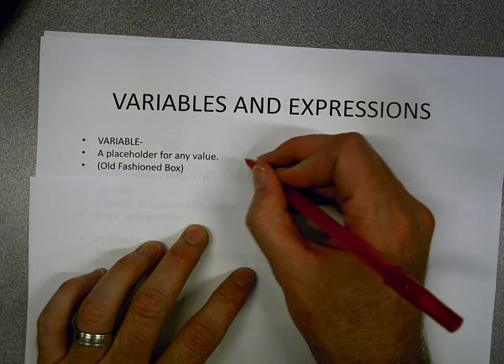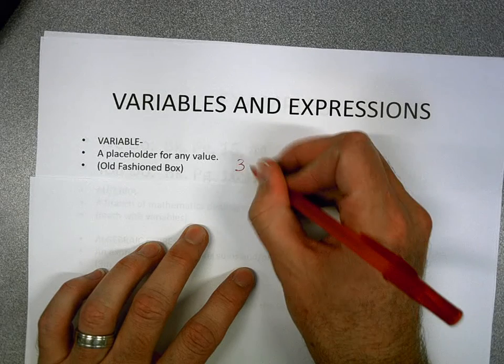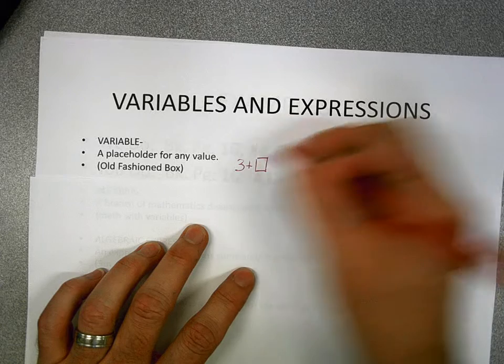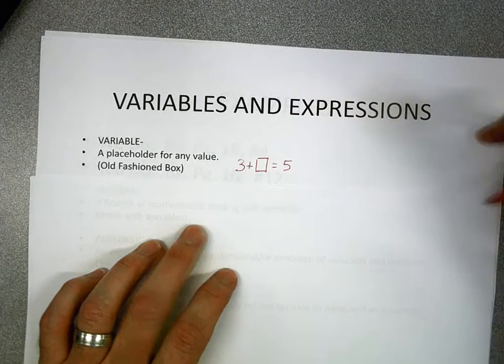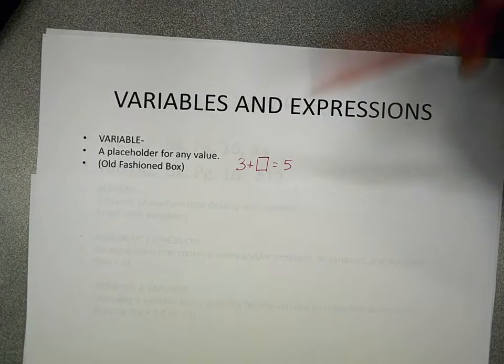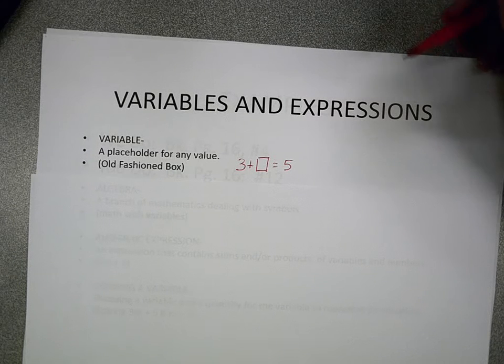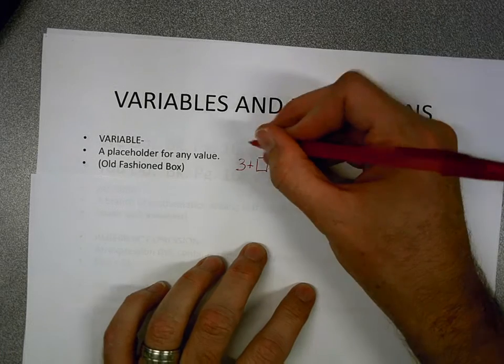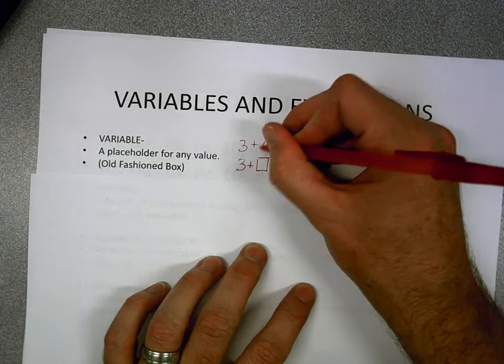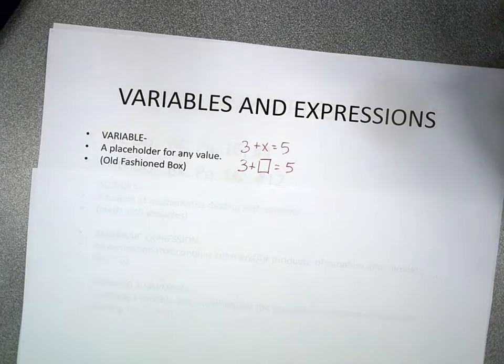What I mean by that is those problems that look like this, 3 plus box equals 5, and they ask you what fits in the box. Well, the box, as you get to this level, becomes a variable, or a letter, I guess you could say, is a variable. So 3 plus x equals 5, for example.